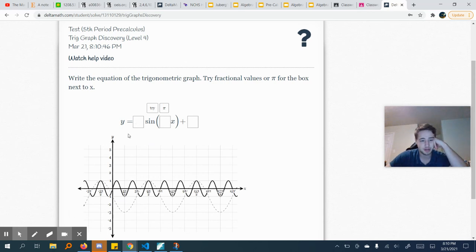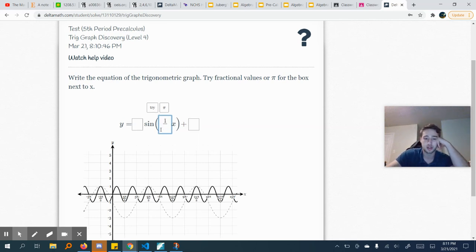So finally here, we've got a period of 9 pi over 2 minus negative 3 pi over 2. So we've got 12 pi over 2, giving us 6 pi. So we're going to say 1/3 is going to stretch that out for us. Now we're going to want to make the amplitude negative 2 and the midline negative 1.